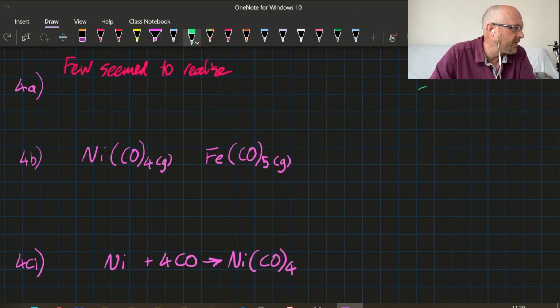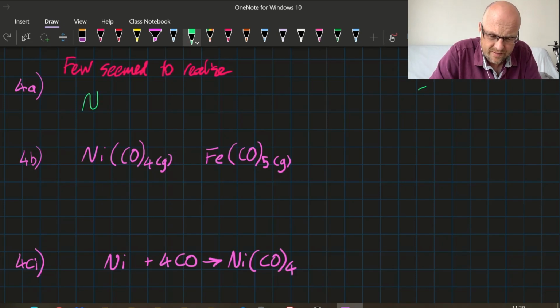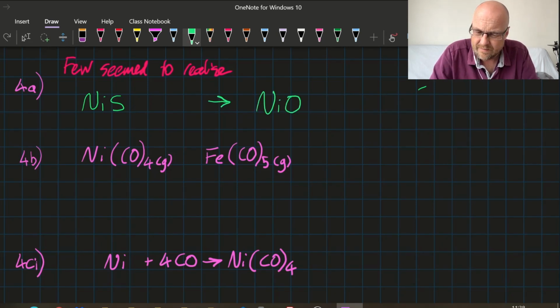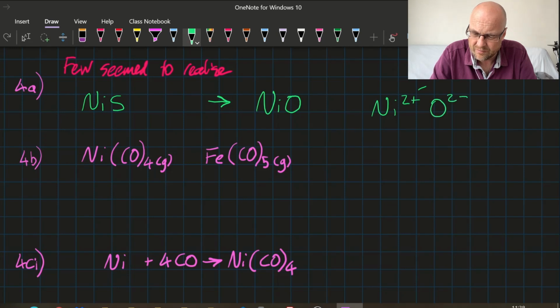Millerite and nickel sulfide, okay. Nickel(II) sulfide to nickel(II) oxide. So I've got nickel(II) sulfide to nickel(II) oxide. How did I come up with those formulae? Nickel's 2 plus, oxygen's 2 minus, crisscross to get me Ni2O2, because we're using the crisscross method, and then just factorize it down to the lowest common ratio, which is NiO.